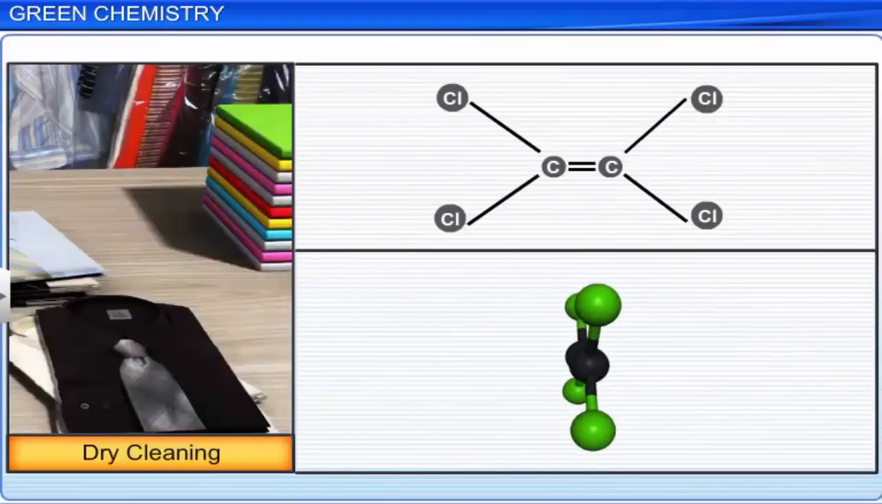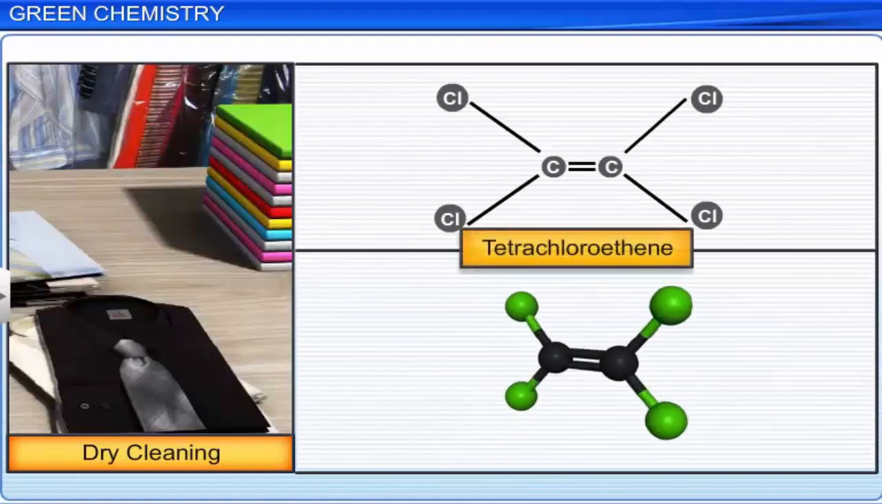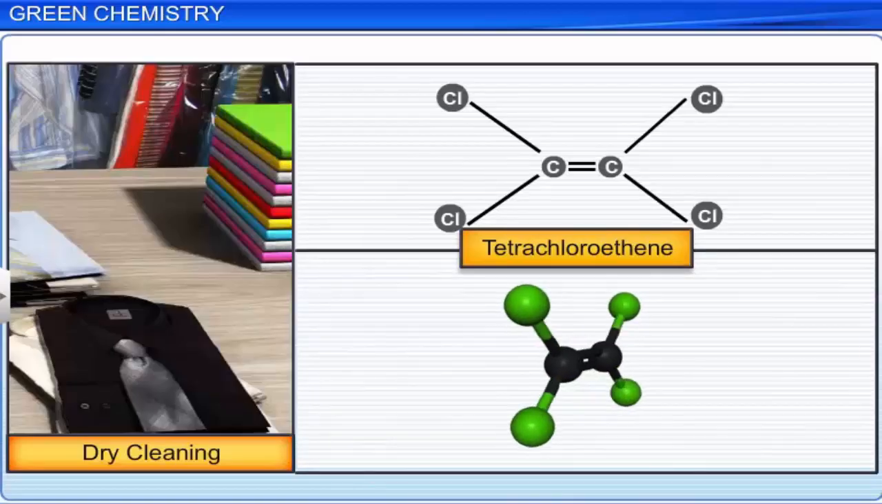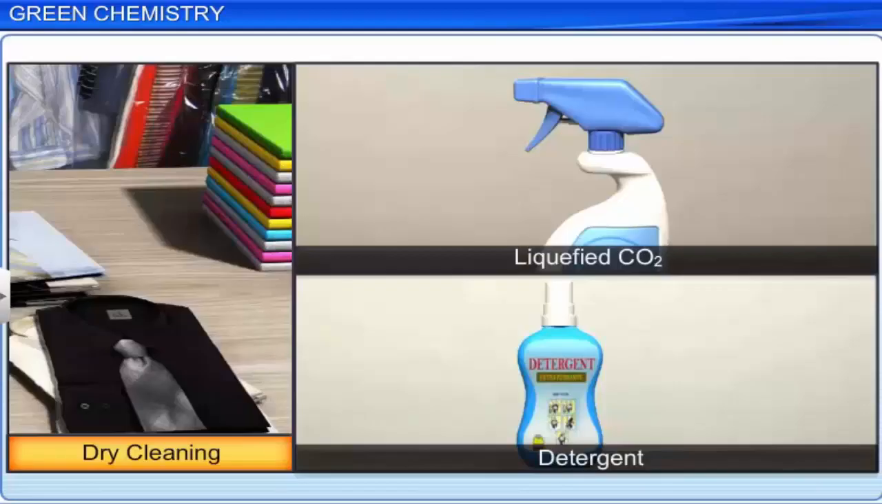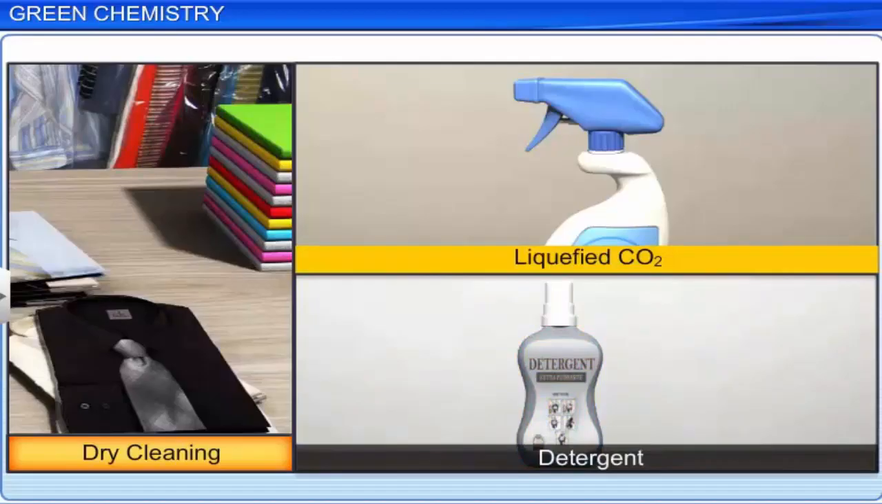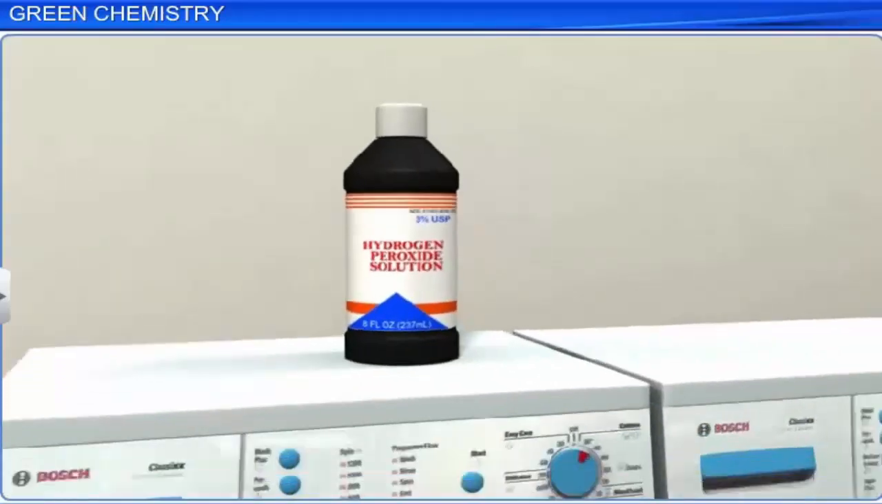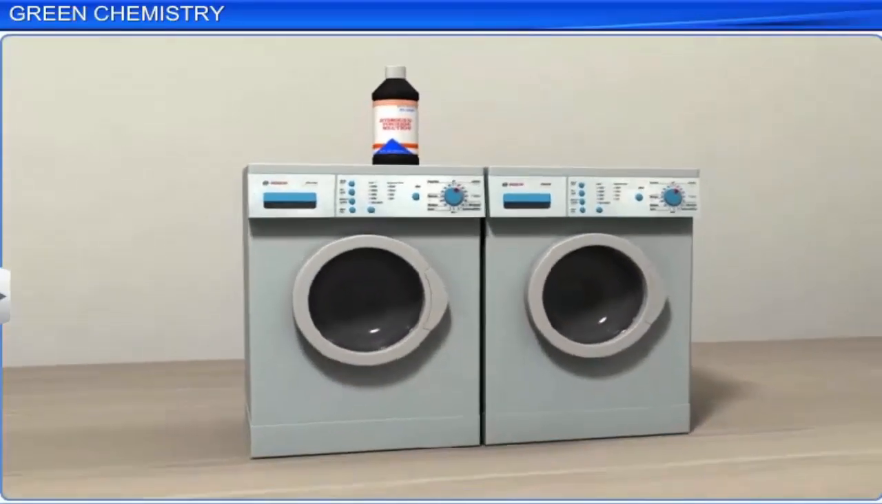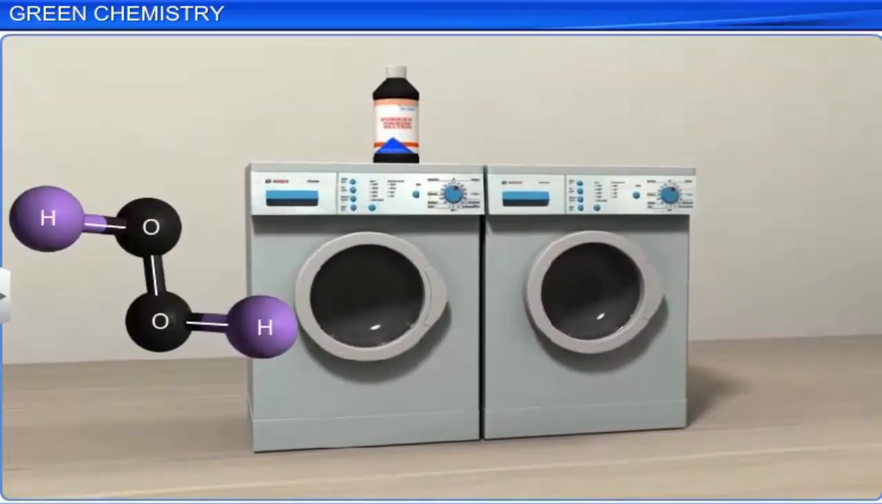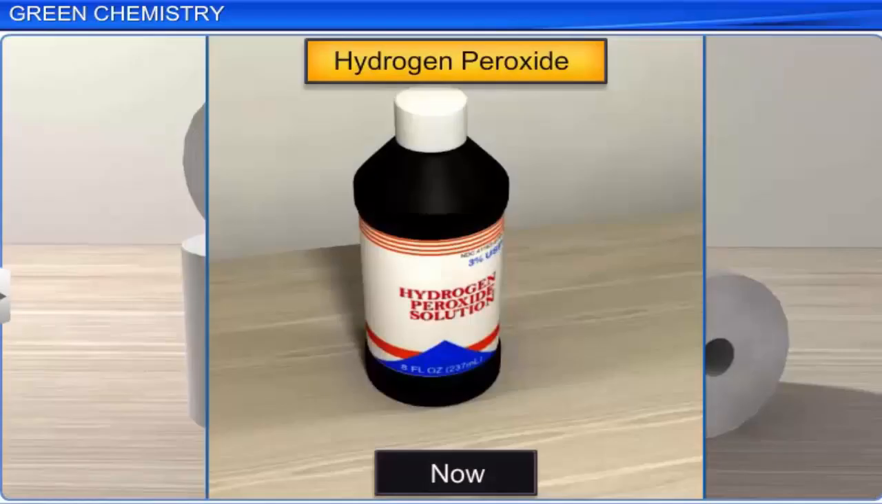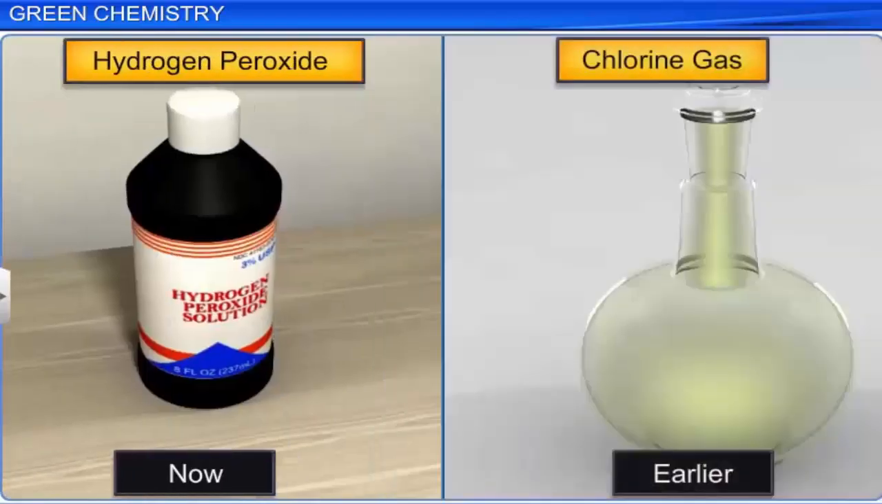For dry cleaning of clothes, earlier tetrachloroethene was used, a suspected carcinogen which also contaminates groundwater. This process has now been replaced by a process of using liquefied carbon dioxide with a detergent that results in less harm to groundwater. Nowadays, hydrogen peroxide is used for bleaching in the process of laundry, as it gives a better result with the use of less water. Hydrogen peroxide is also used for bleaching paper, which was earlier done by using chlorine gas.